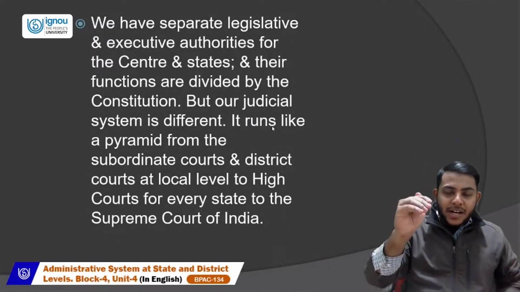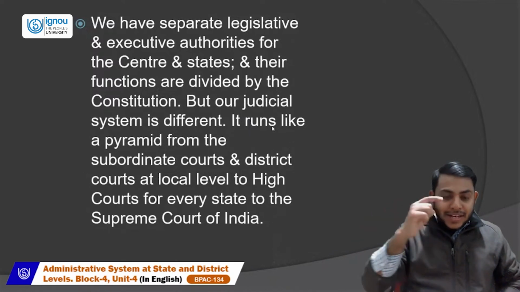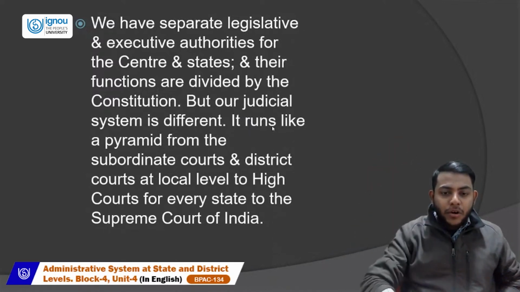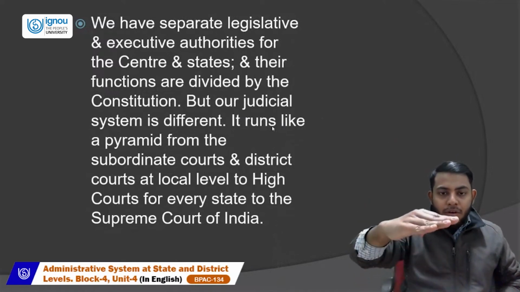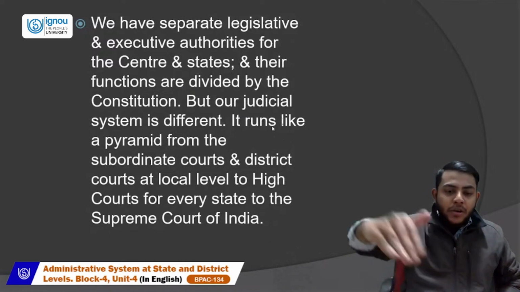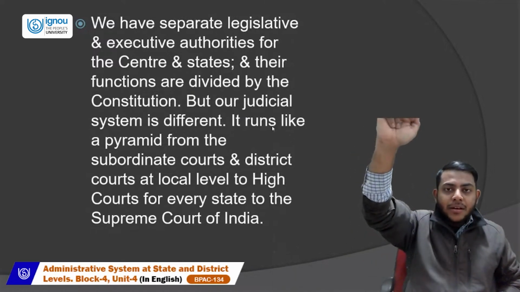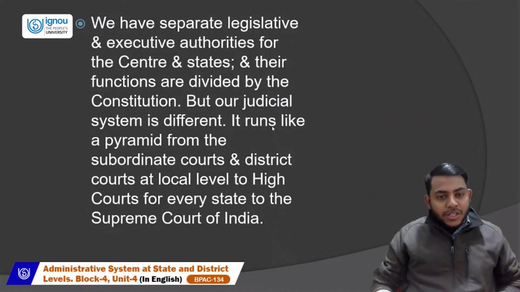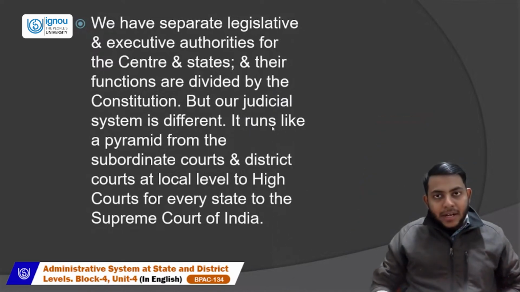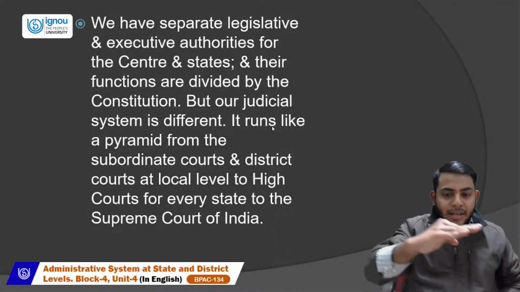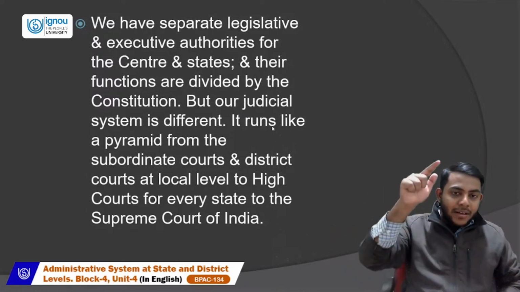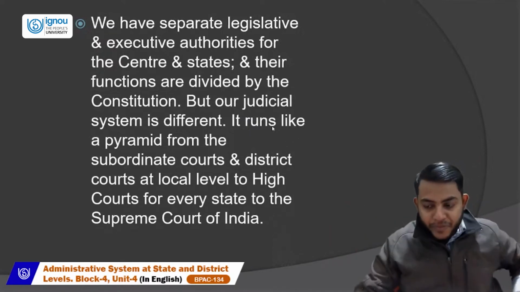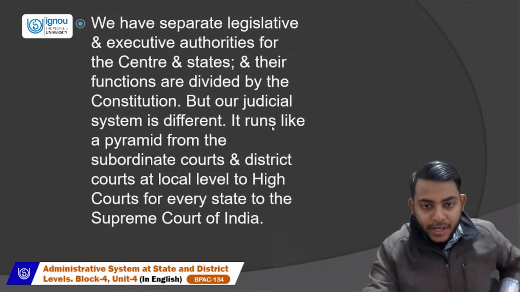The judicial system in our country runs like a pyramid, from the subordinate courts and district courts at the local level, which are at the bottom of the pyramid, to the High Court of every state, to the Supreme Court of India, which is at the top of the pyramid. Subordinate and district courts at the local level form the base, followed by the high courts at the state level, and finally at the top there is the Supreme Court of India, which is the custodian of the Constitution of India.